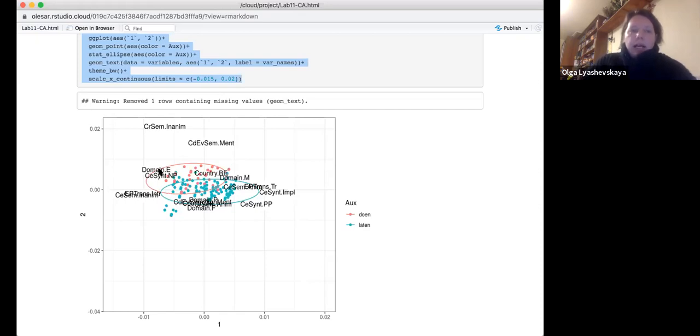And the same can be said about these two features. And say things like this one. You can see that even though they are not located extremely close to each other, and C synth dot impl is much further to the right than, say, the apt trans, still the angle between these two points is very small.